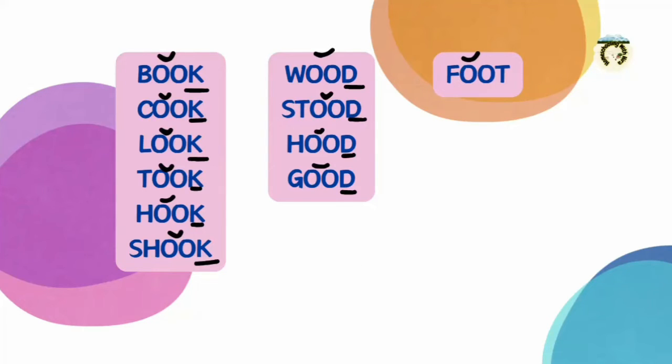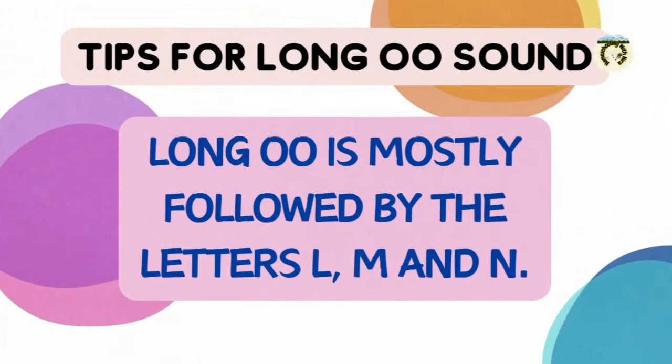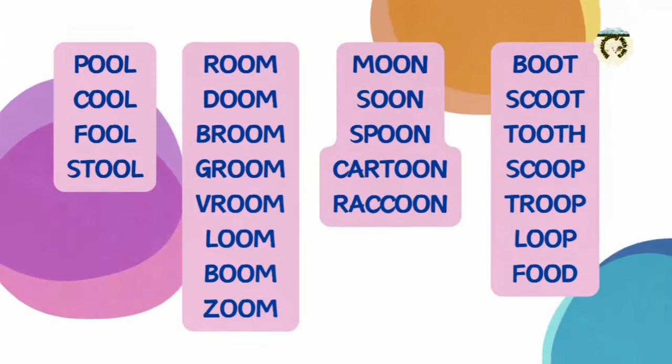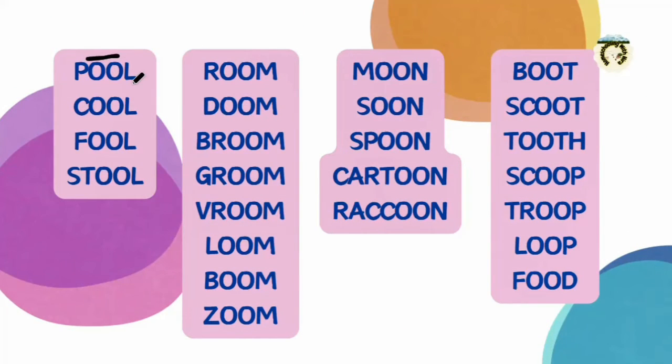words, okay? Because we do not have any rule for them, but we can play some games and we have some tricks to help kids memorize these words, right? Let's first talk about the tips for the long oo sound. So the long oo is mostly followed by the letters L, M, and N. For example, P, ool, pool, K, ool, cool, F, ool, fool, St, ool, stool.